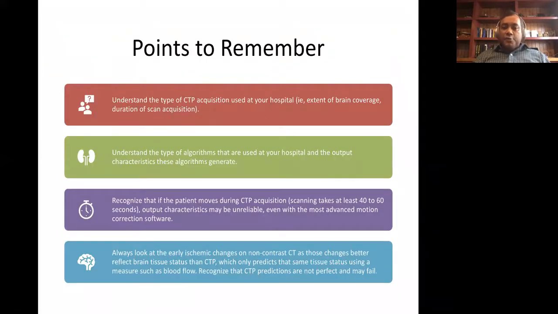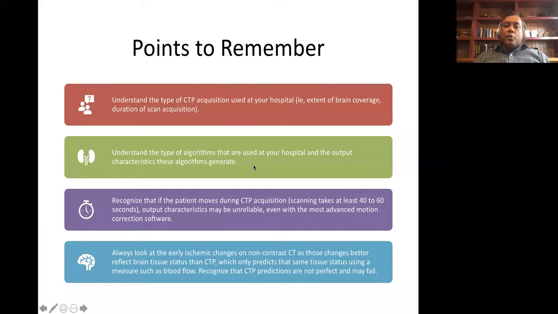There are certain points to remember with CT perfusion imaging. You must talk to your radiologist to understand the type of CT acquisition used at your hospital. This is because the extent of brain coverage may differ. They may be doing just 4 centimeter coverage or 8 centimeter coverage, or if you have the newest scanners, maybe even 12 to 16 centimeter coverage. You need to know that because sometimes you may just see 4 centimeter and you may miss other areas of the brain.